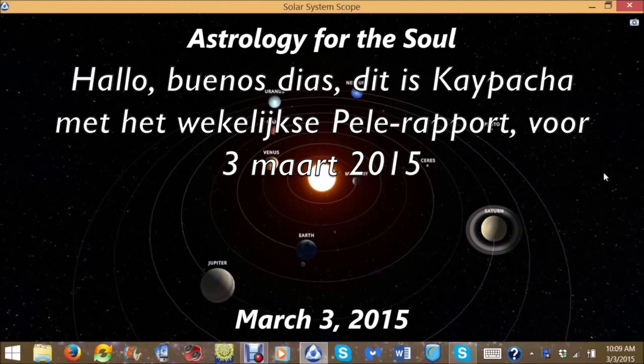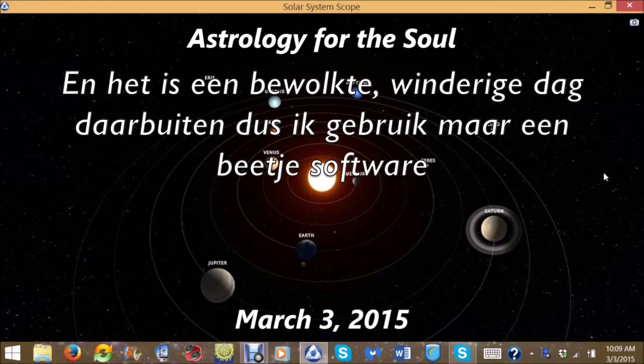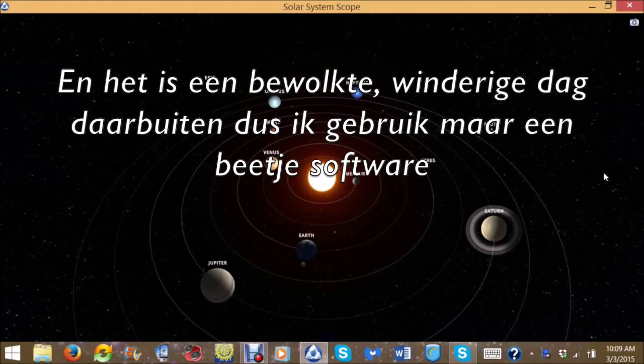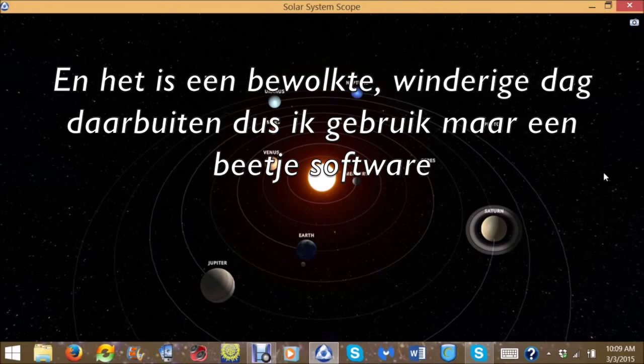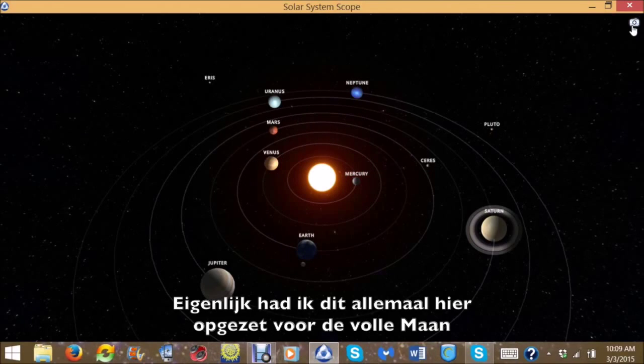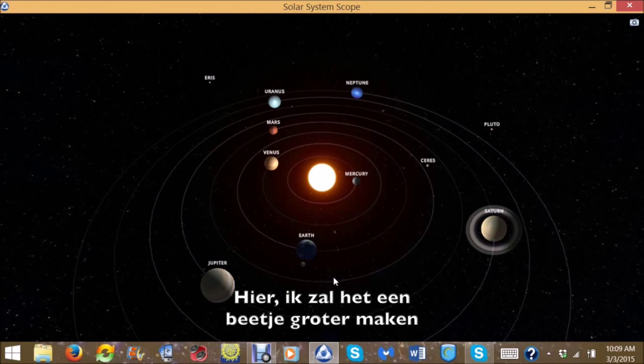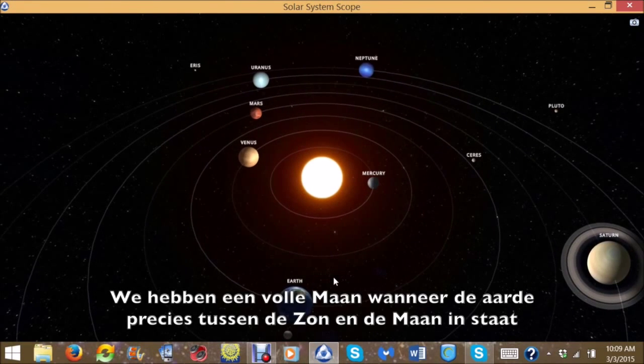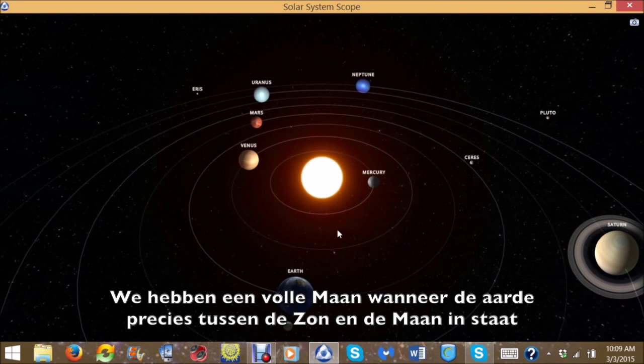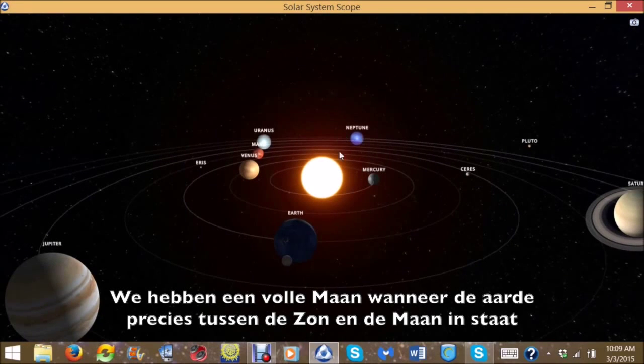2015. And it's a cloudy, windy day out there, so I'm doing a little software action. Actually, I've got this all set up here for the full moon. As you can see, there is the little moon. Here, let's expand it a little bit. A full moon is basically when the Earth is right in between the sun and the moon.